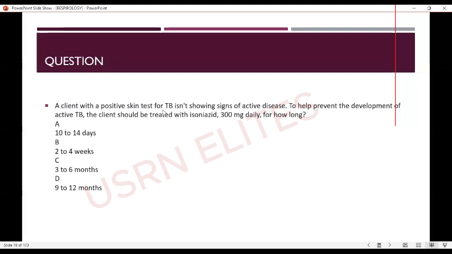Okay. Let's do this. A client with a positive skin test for TB isn't showing any signs of active disease. To help prevent the development of active TB, the client should be treated with isoniazid 300 mg daily. For how long? Yes, this one, you should pick it easily.